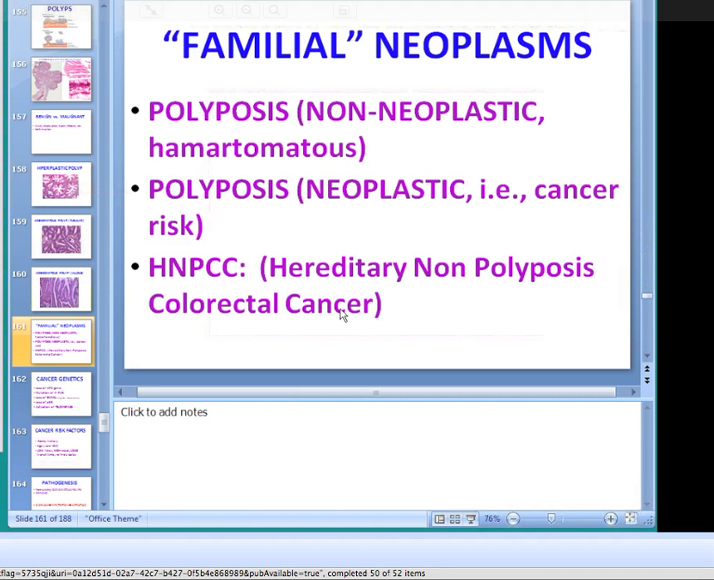HNPCC, hereditary non-polyposis colorectal cancer, which means this is a situation in which many people in the family get colon cancer, but they don't get it from previously existing polyps because it's non-polypoid. So HNPCC also has a complex genetics. And really, I'm not going to bother you with that.